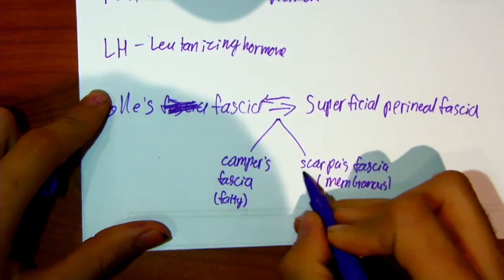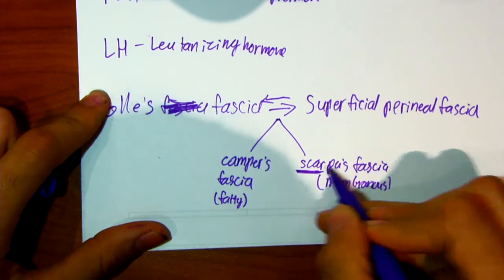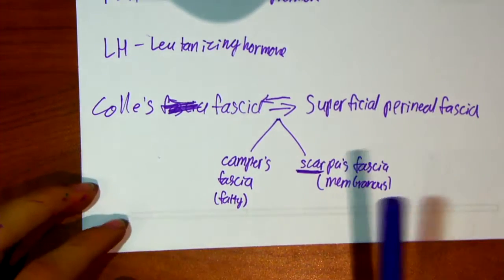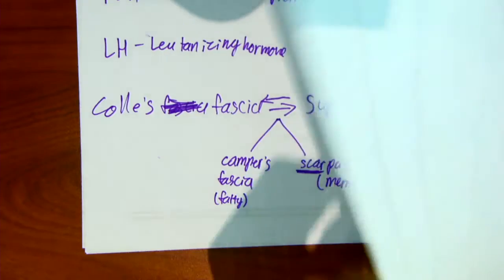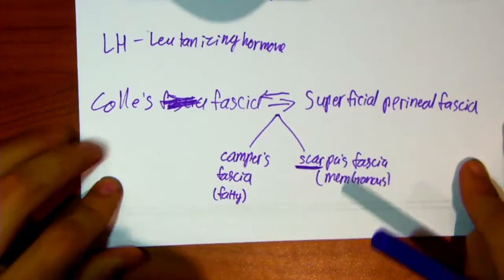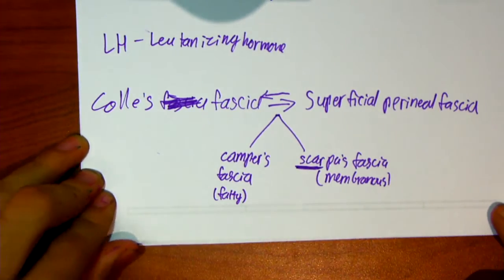I remember that because these first few letters, scar. When you have a scar, bless you, when you have a scar, you degrade the elastic tissues and the elastic fibers in your skin. So that skin no longer becomes stretchy. It won't retract anymore. It becomes very stiff, like a scar. Scarpa's fascia is membranous. All right. You guys good on this? All right.